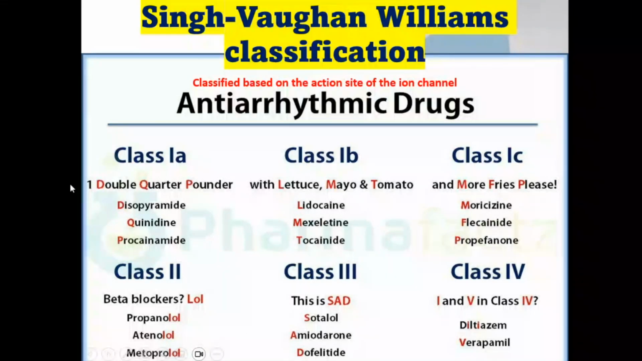So how to remember? You may choose any mnemonic you want. If you don't want any mnemonic, you can remember by yourself, also good and well enough. This is what I used. So the next question in the viva will be: do you think the Singh-Vaughan-Williams classification is a very good classification, the ideal classification for antiarrhythmics? What is the limitation of it? This is a famous question.